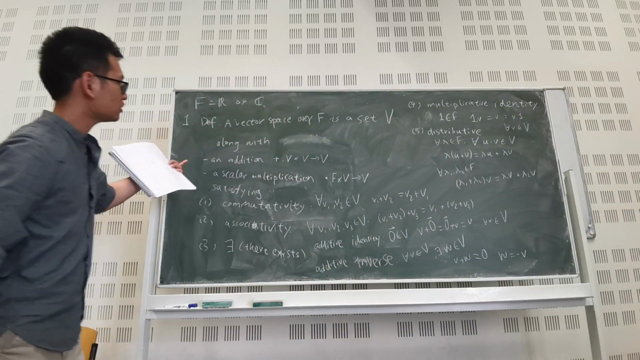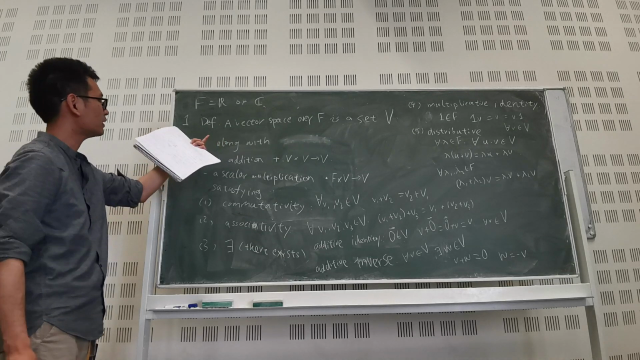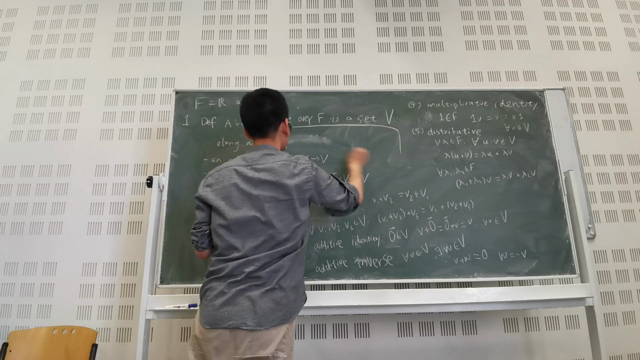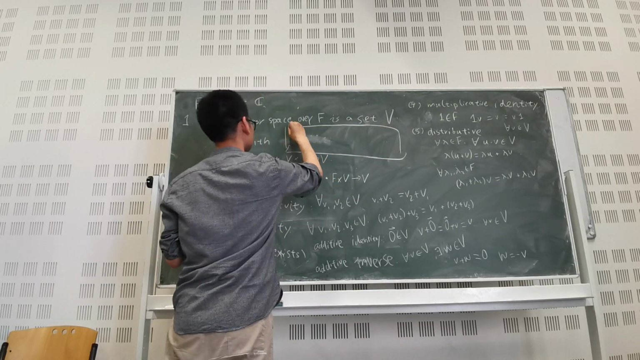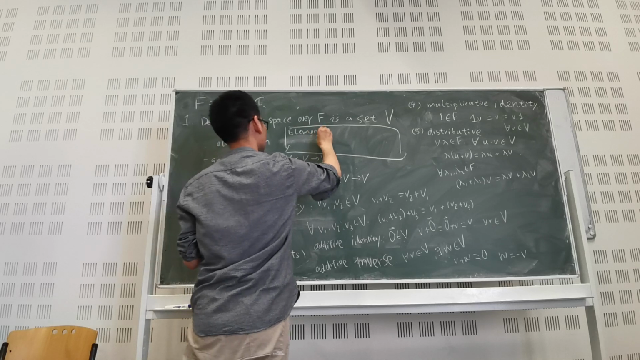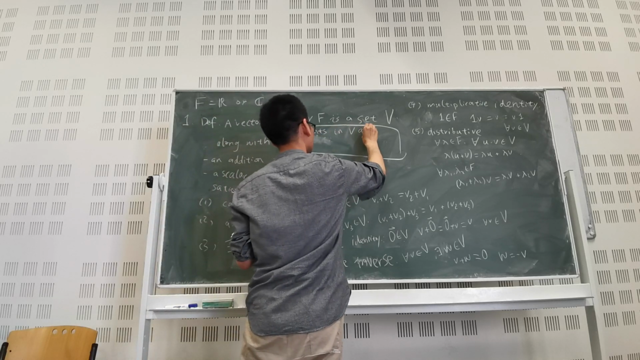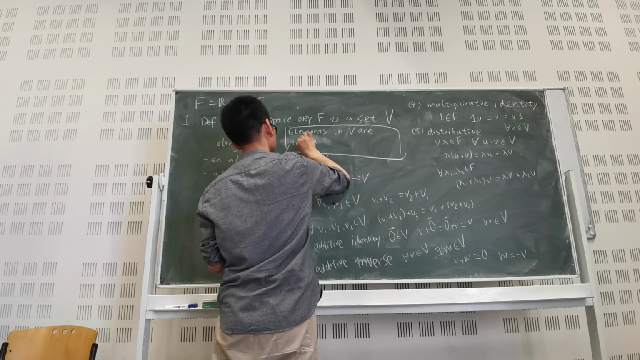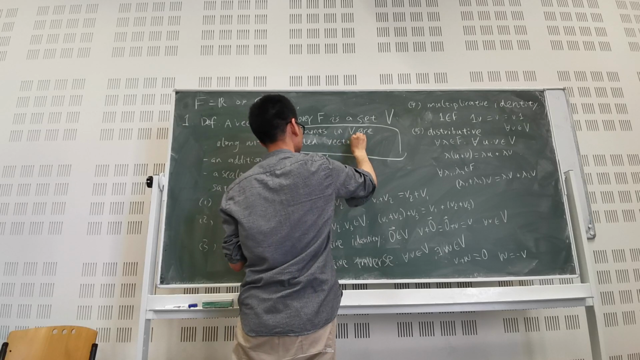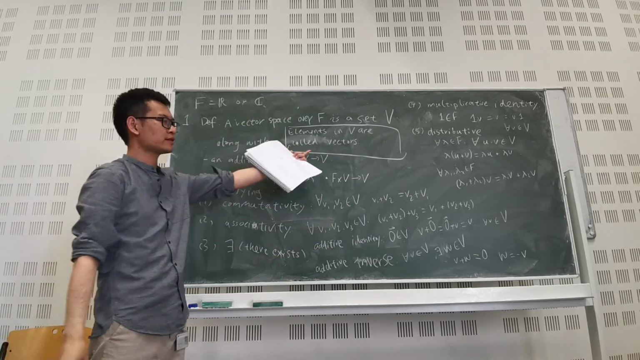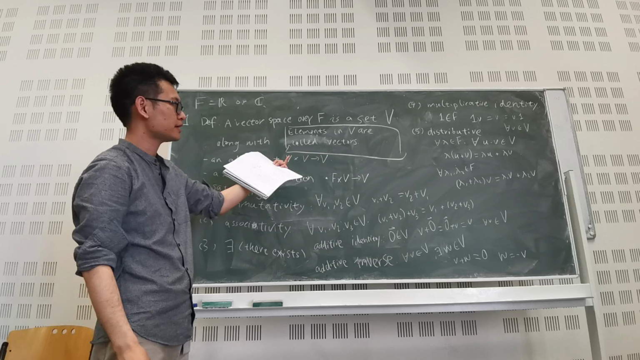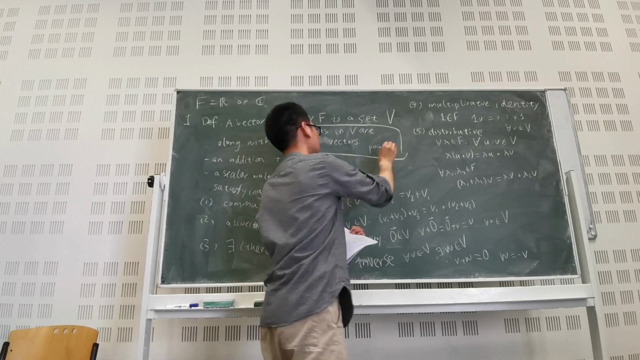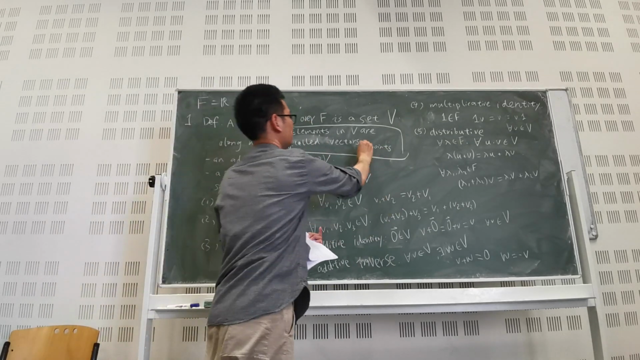So this is the definition of a vector space over a field F, where F is R or C, and we call the elements in V vectors. In some places, you will see that they are also called points. But we will not use this term here.